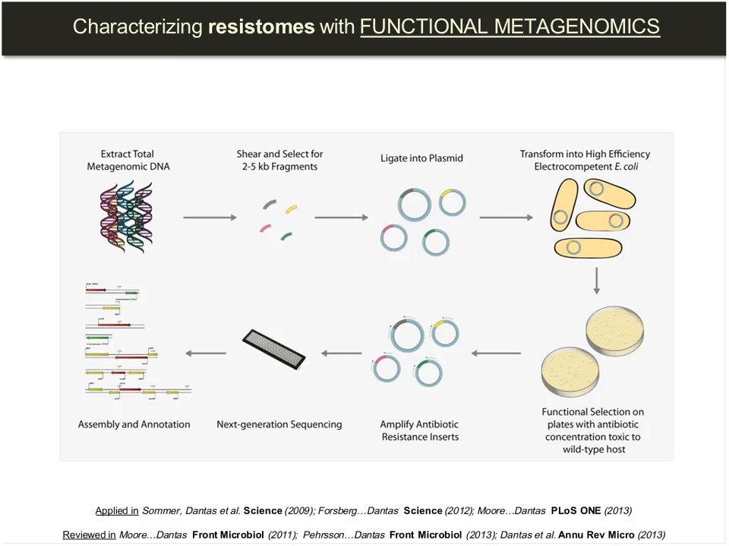is essentially taking this whole library of transformant clones and subjecting them to survival selection under antibiotic concentrations that would kill the wild-type host, such that now the only colonies that you see here are E. coli transformants that have picked up some random chunk of DNA from the original source, which is clearly encoding antibiotic resistance because it went through this functional bottleneck.